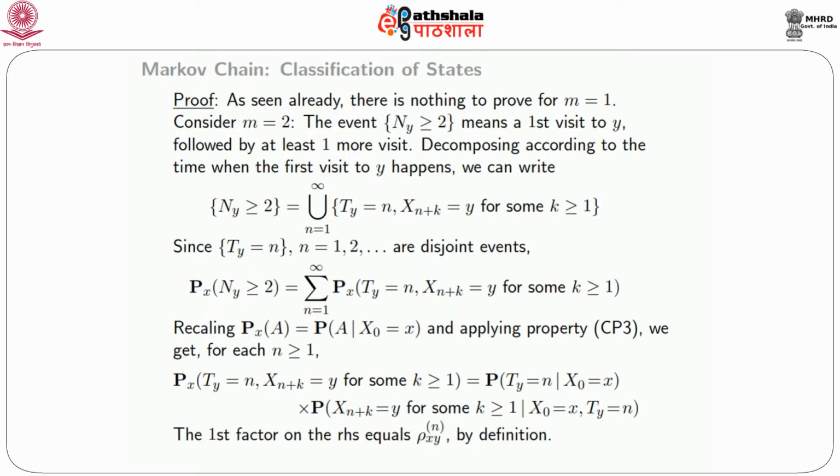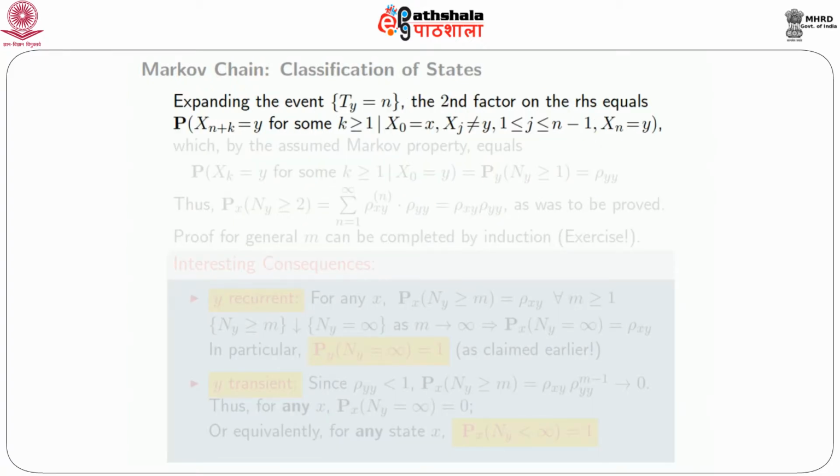Now, the first factor clearly by definition is rho_xy^n. We are now going to handle the second factor. For the second factor, we try to expand the event that T_y equal to n. We know what it means. So the second factor on the right hand side then equals the conditional probability that X_{n+k} equal to y for some k greater than or equal to 1 given X_0 equal to x, and then the rest of it that is written there is simply an elaboration of T_y being equal to n. Namely, X_n is equal to y, but X_j is not equal to y for any j between 1 and n minus 1.